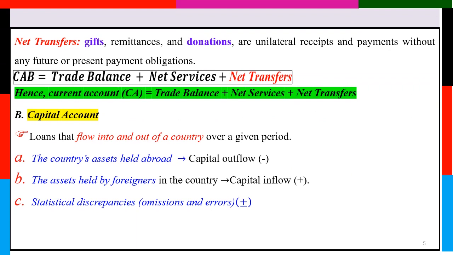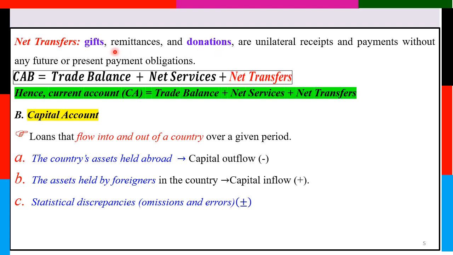The third element of the current account is net transfer. Net transfer includes gifts, remittance, and donation. So maybe one country gets finance in terms of gifts that are not returnable, then remittance from the citizens of the country or another, and again some relief or assistance. This is the donation.